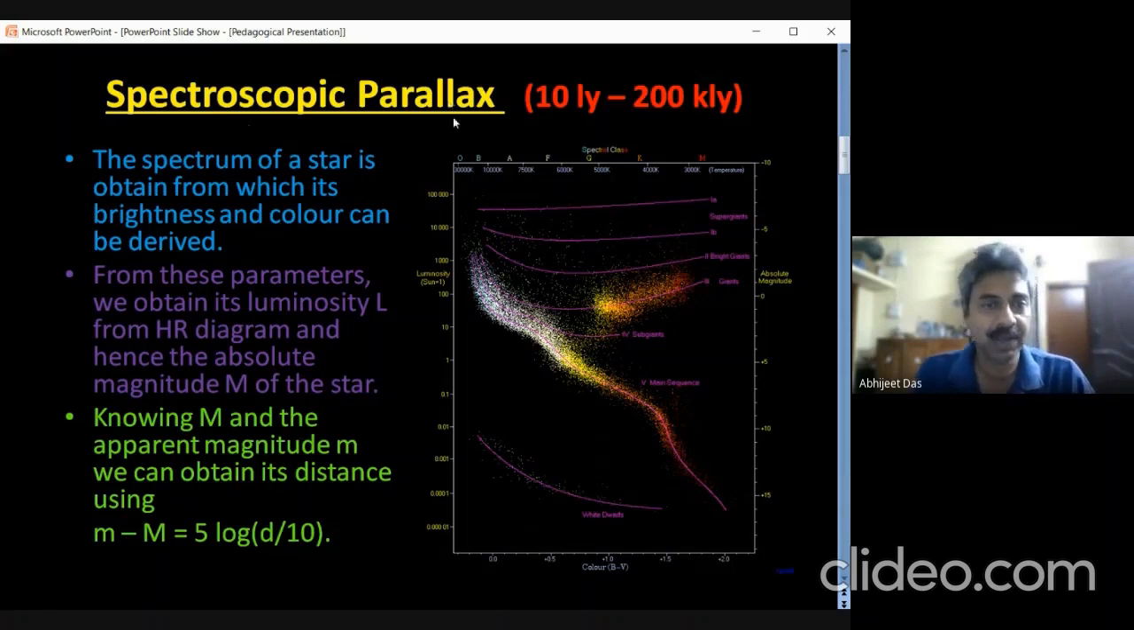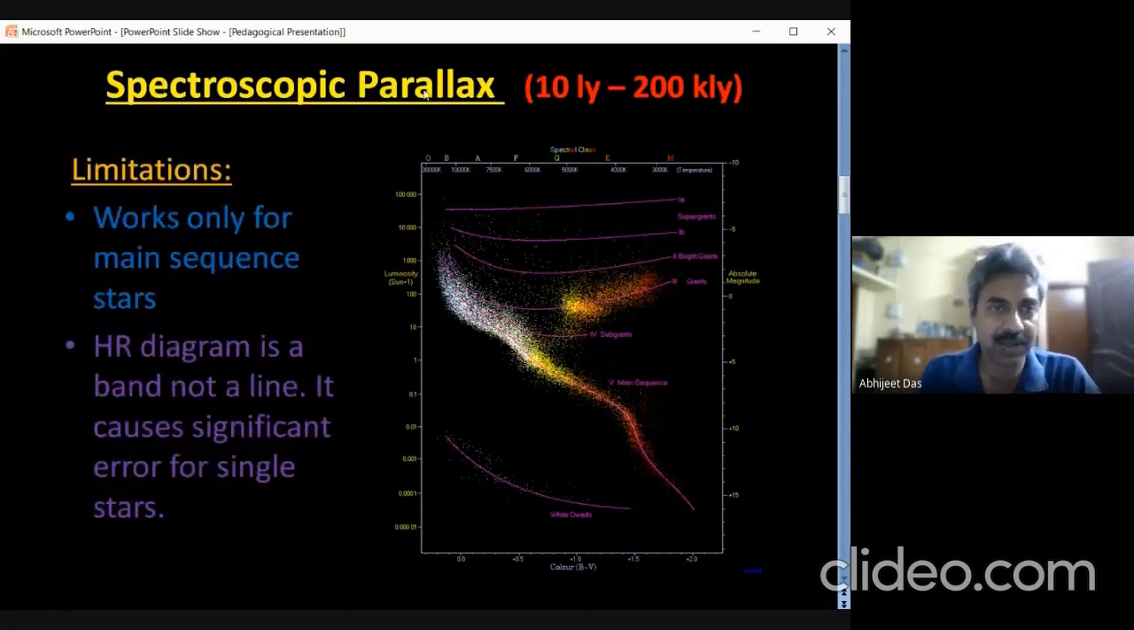So the stars in the main sequence are employed in measuring distances using spectroscopic parallax. Here the spectrum of a star is obtained, and from the spectrum, the brightness and color of the star can be derived. From the color, we can get the luminosity of the star from the HR diagram. Now knowing the luminosity and the brightness, we can find out the distance of the star using the magnitude distance relation. But the problem with this spectroscopic parallax method is that it involves some error.